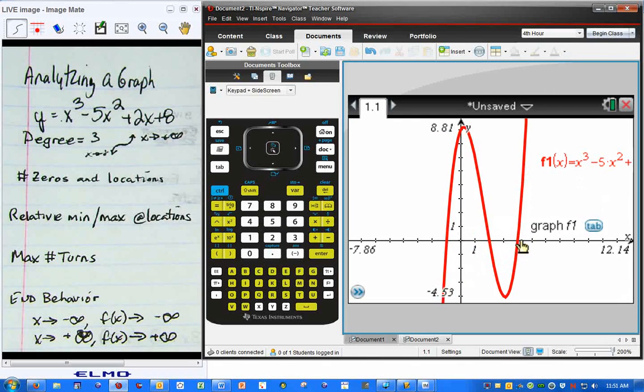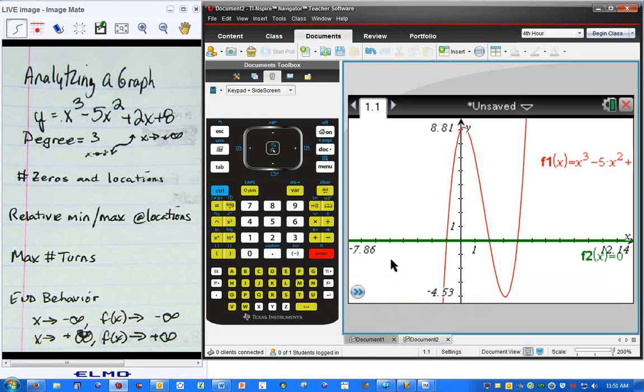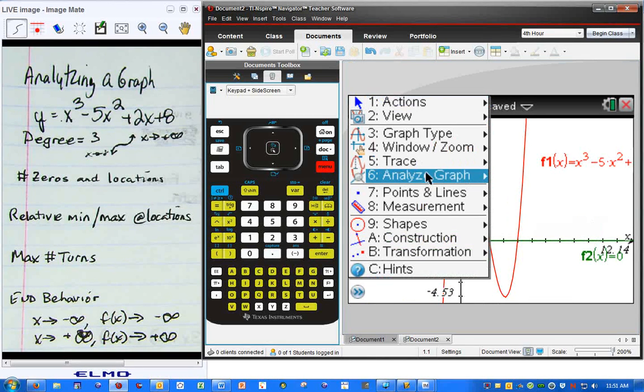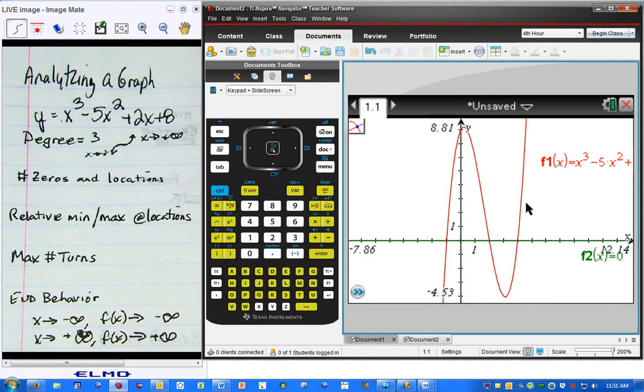I see all the zeros here. I see a maximum. I see a minimum. So I think the easiest way to find the zeros is to open up a new line and graph the line y equals 0. Because now we have the line y equals 0. And if you go into menu, then points and lines, which is under your geometry tab, and go to intersection points, all you have to do is click on 2 different graphs, and it gives you all of your zeros at once.